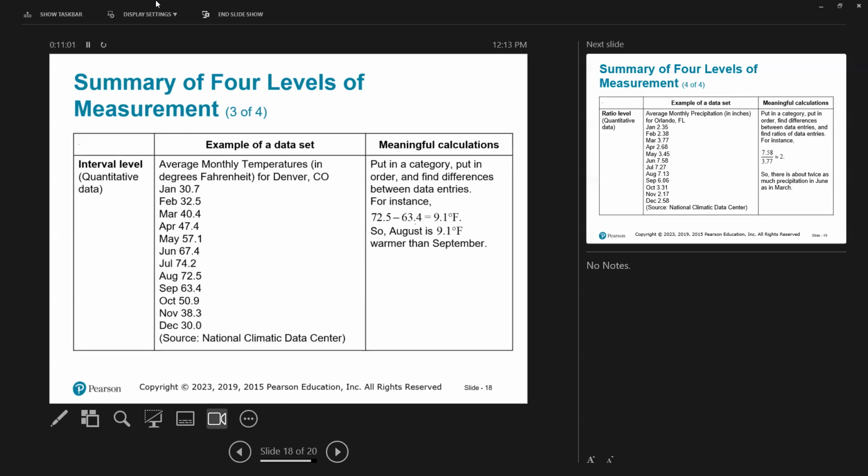And then the interval level is the average monthly temperatures for Denver, Colorado, right? These are the average temperatures. You can put them in categories, put them in order. You can find the differences between the data entries, but you can't take the ratios, right?